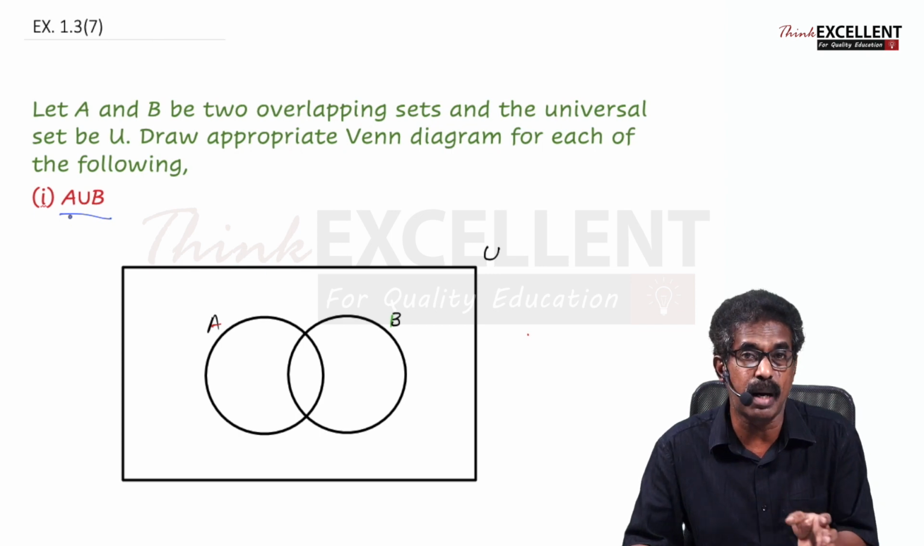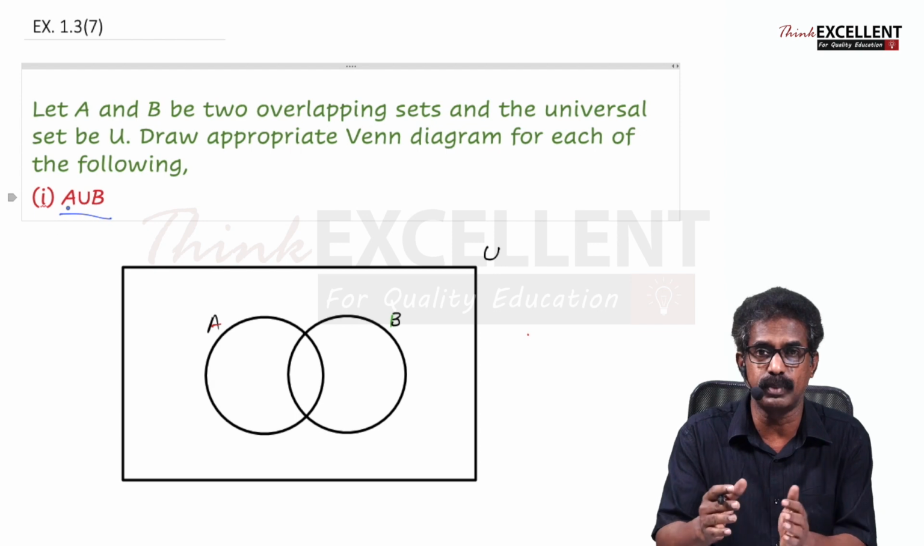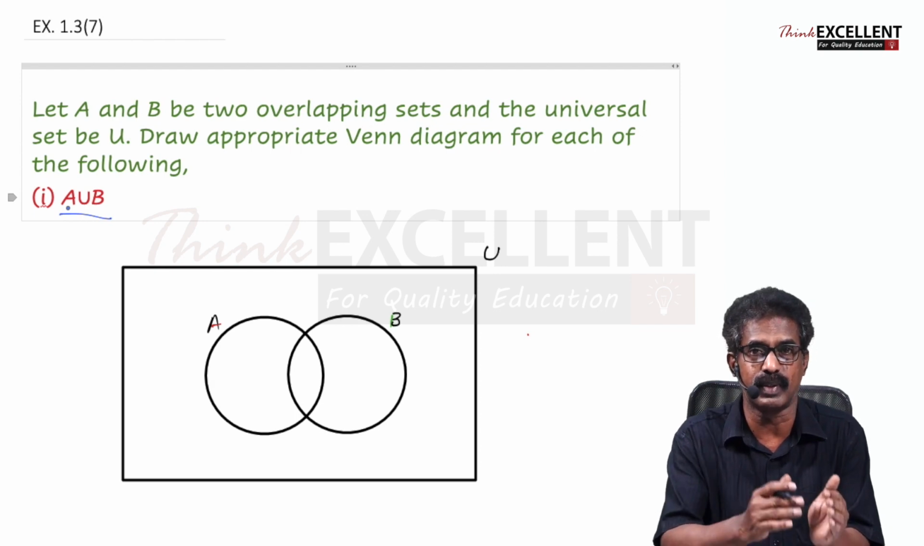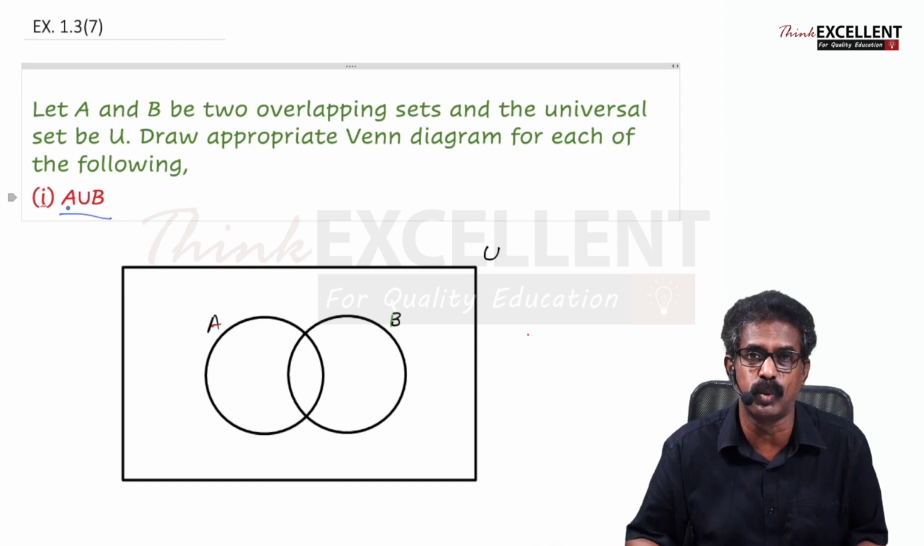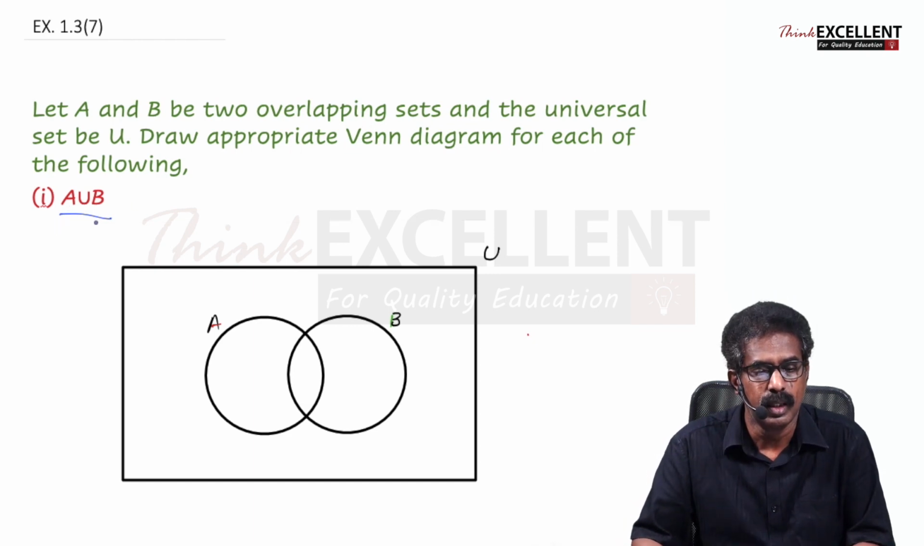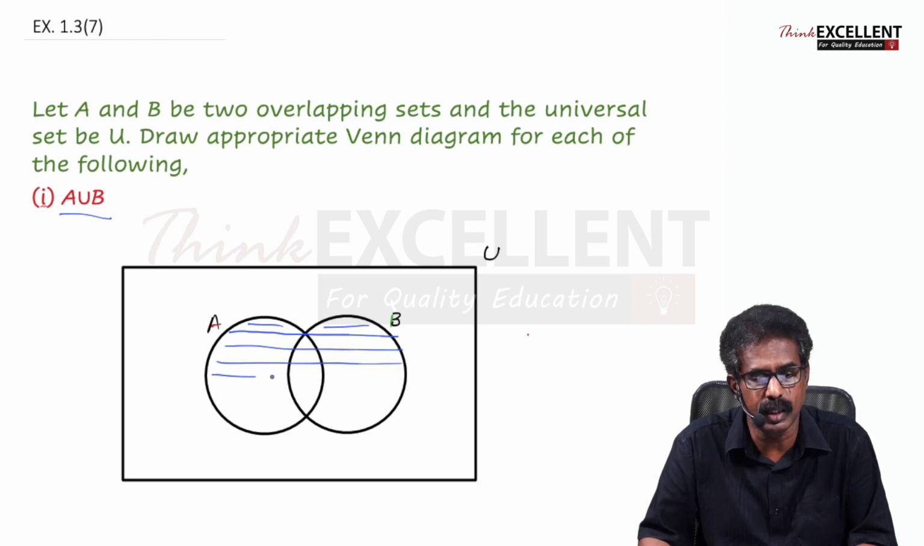So if it is some complicated one, don't try to do it in a single diagram. Use one or two diagrams, sub-diagrams. First you shade this portion, then you shade this portion, then you do the final one, so that you won't make a mistake. A union B is a very simple one. So A, B, fully you have to shade, already you know this one. But you draw neatly using pencil and scale.